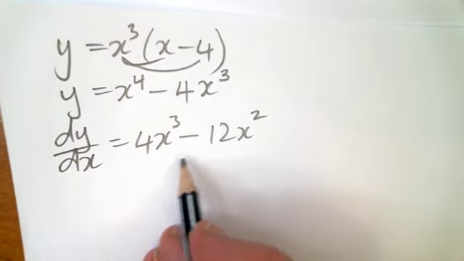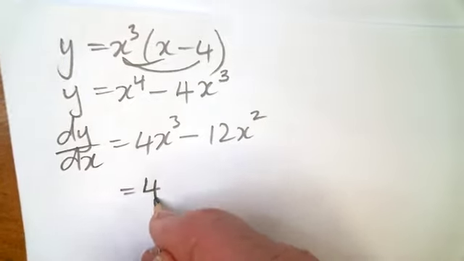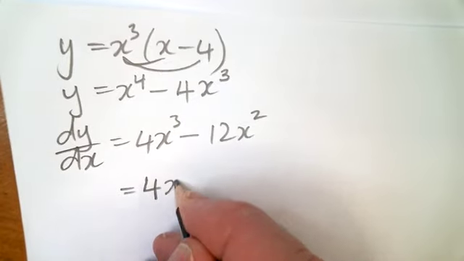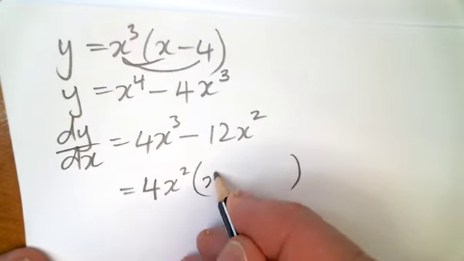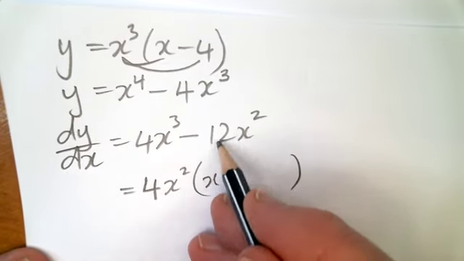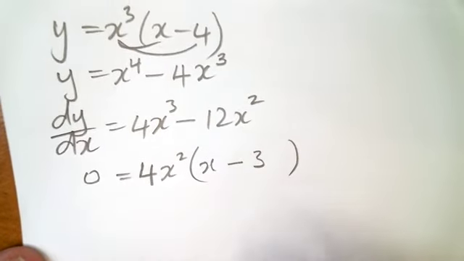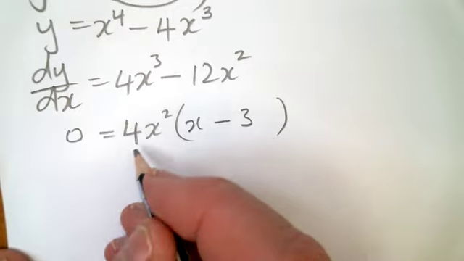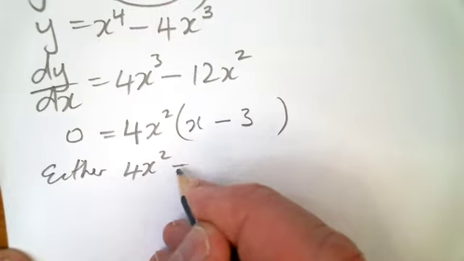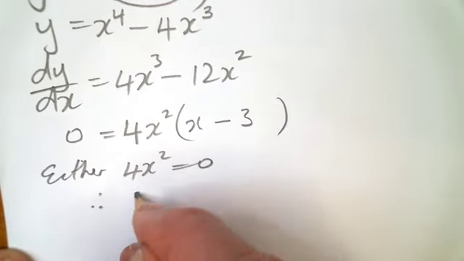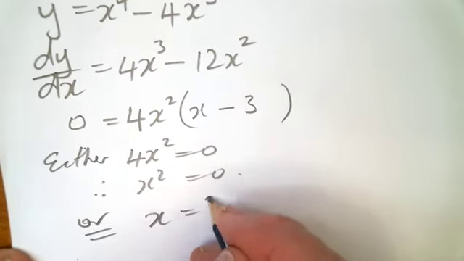Now we can factorize this. We're going to have 4 outside the bracket, 4 is common, also x squared is common as well. So that's going to be 4x squared, and inside, if I put an x there, and 4 times what makes this is going to be minus 3. So let's make that equal to 0, and now we can say, well, either 4x squared is equal to 0, therefore x squared must equal 0, or x is equal to 3.